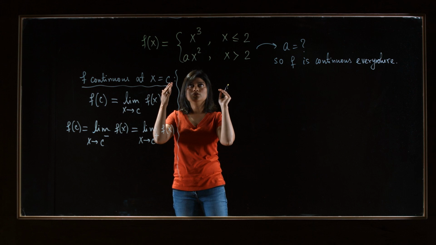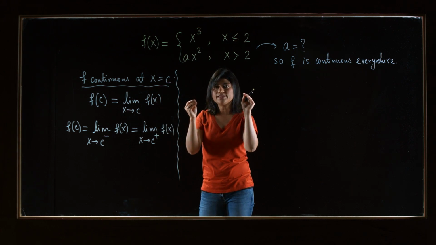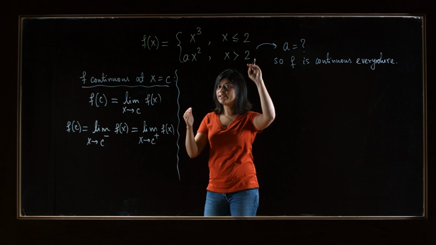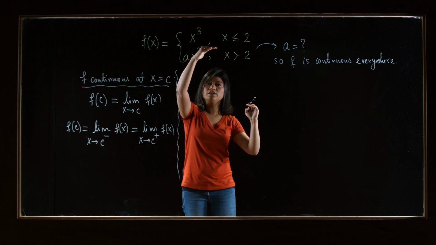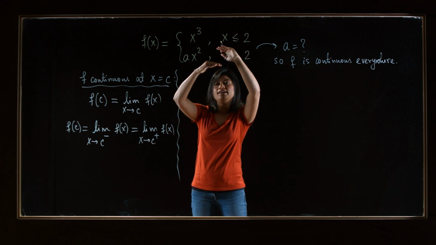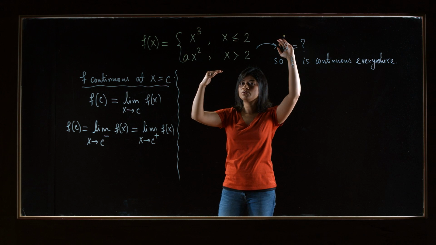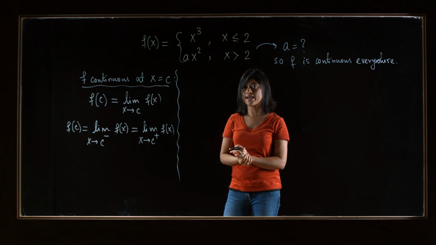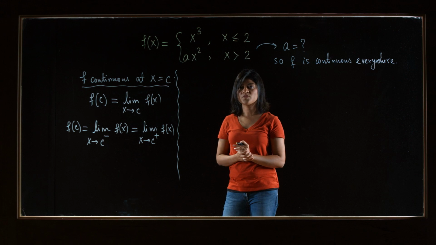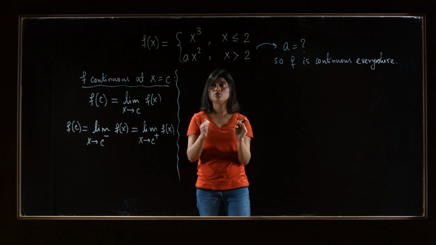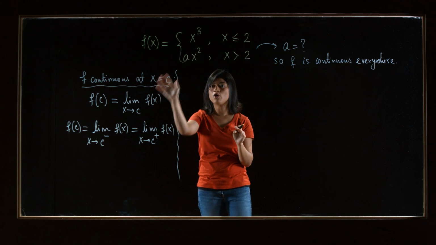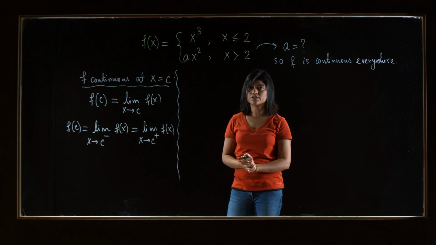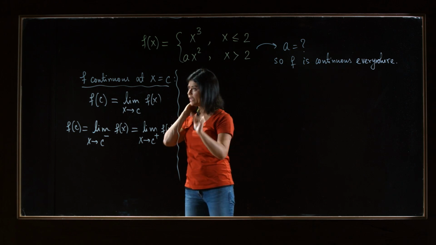So the only problem is we don't know what is happening at 2. Can it happen that this polynomial comes and breaks up and then another polynomial starts at 2? That's why this function may have a discontinuity at this point x equals 2. So we have to figure out for which a that will not happen, so that the function will keep on going continuously. So how do we do that?